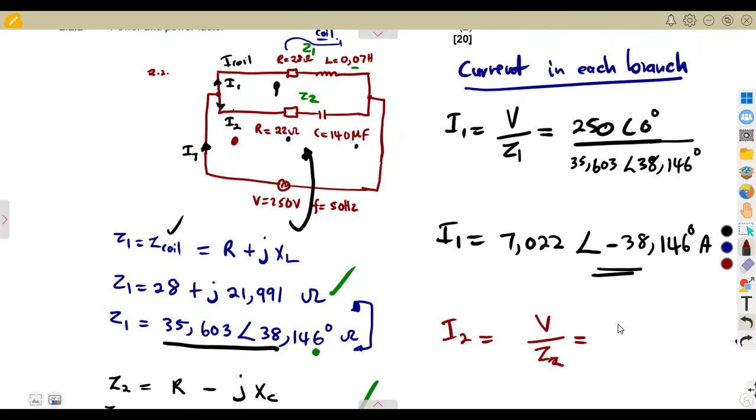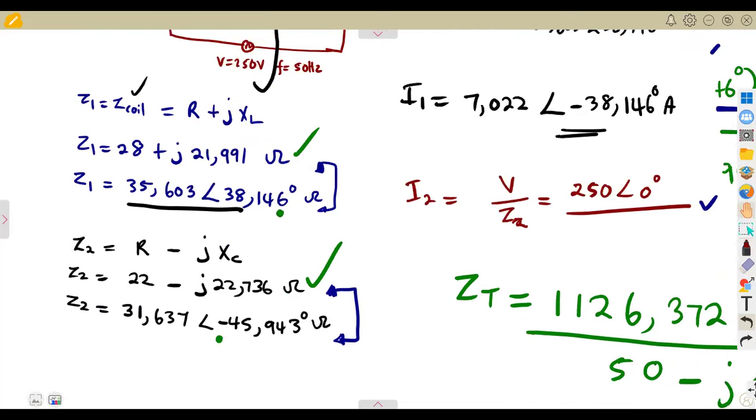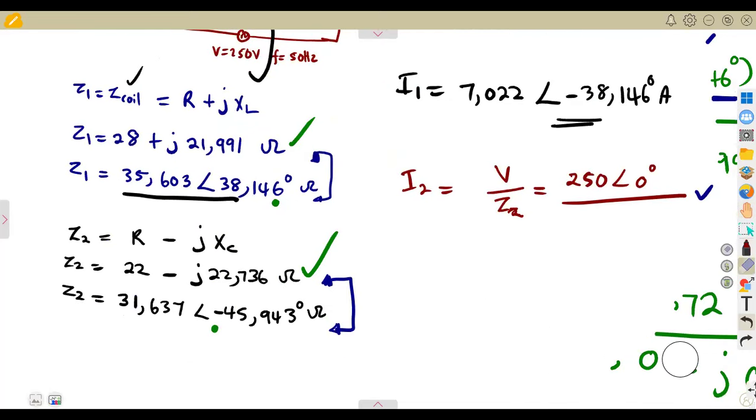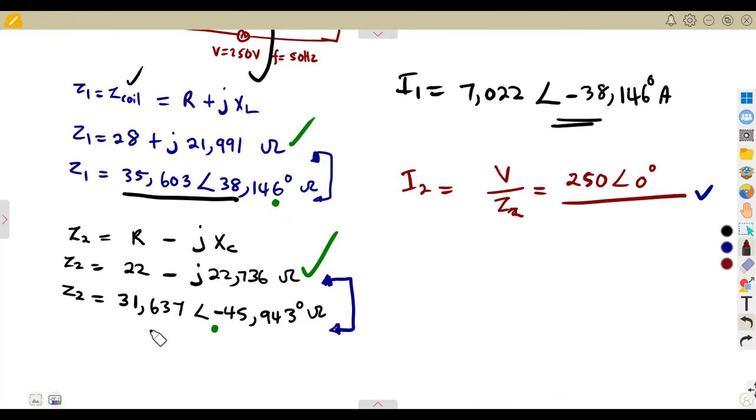All right. Having the V, 250 at an angle of 0 degrees. Then Z2 in polar form, division, it's best that we just consider this in polar form. So you are going to consider your Z2 in this case, which is this one. Remember, I talked about this, that there was just an error from our memo, because if you convert this, it was supposed to be 31,637, all right, then that's 45,943 degrees. All right, so that's it.